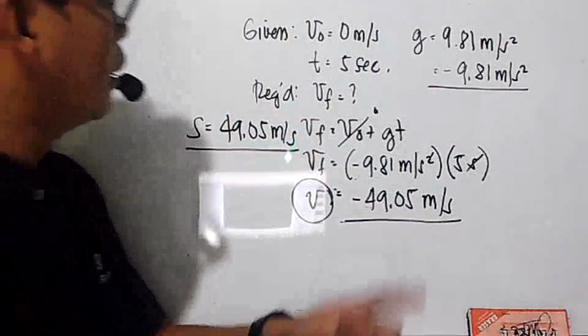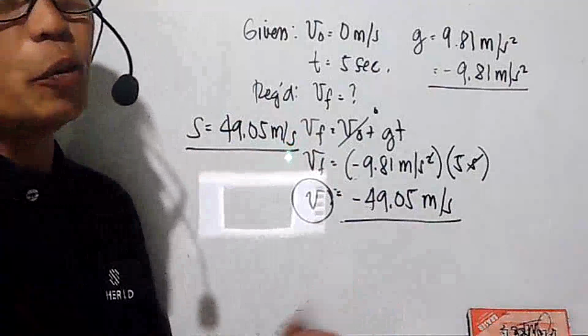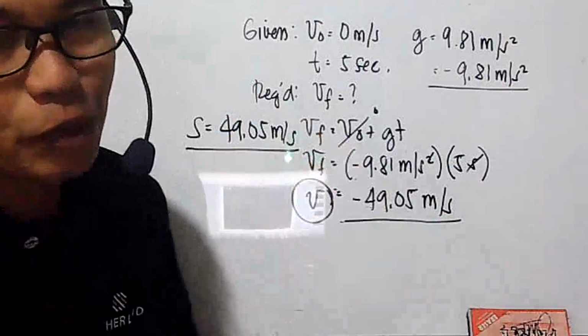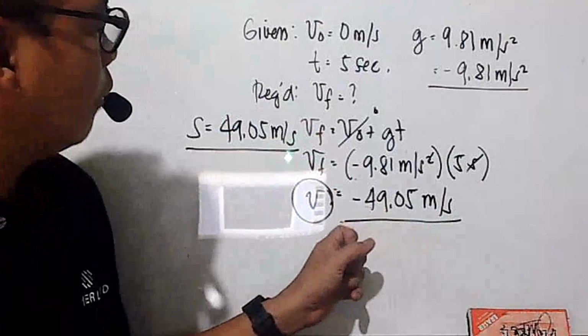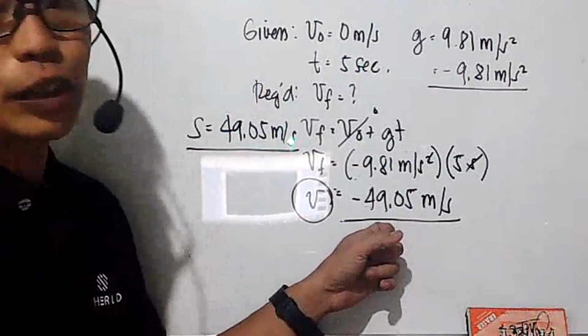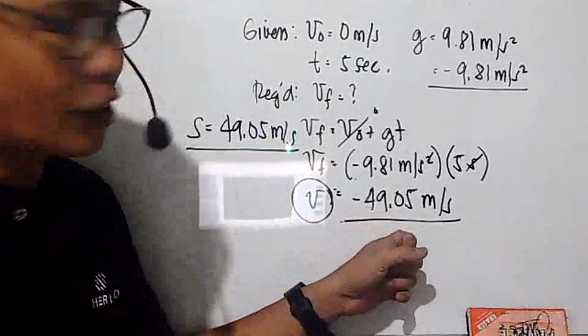Remember, ang speed mo is a scalar quantity, walang negative positive na speed. Okay? So it's just positive, walang negative. So ito lang, velocity na negative siya, dahil vector siya, it indicates na yung direction niya is pababa. Kaya negative yung velocity niya.